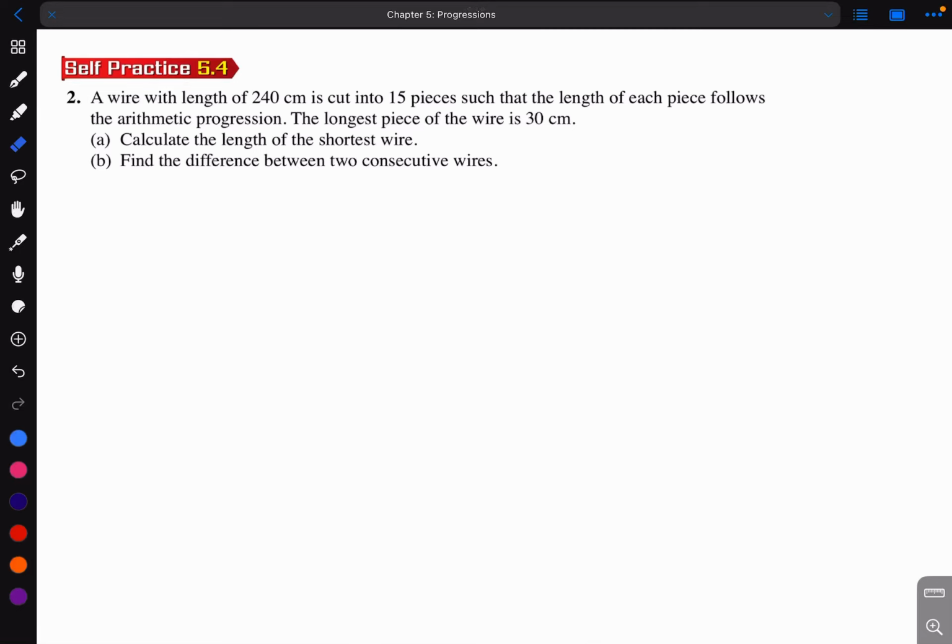Self practice 5.4, question 2. A wire with a length of 240 cm is cut into 15 pieces, such that the length of each piece follows an arithmetic progression. So we have a wire 240 cm. We cut it into 15 pieces, and all the pieces follow an arithmetic progression.